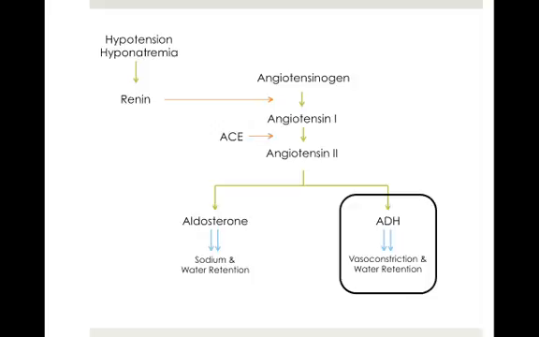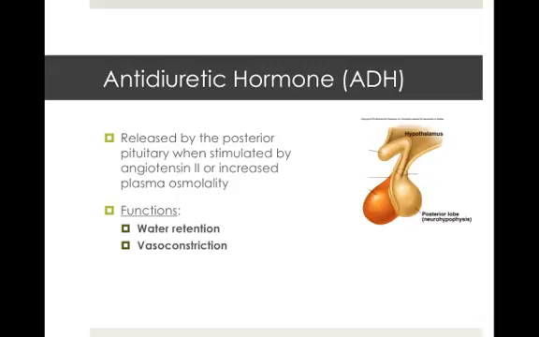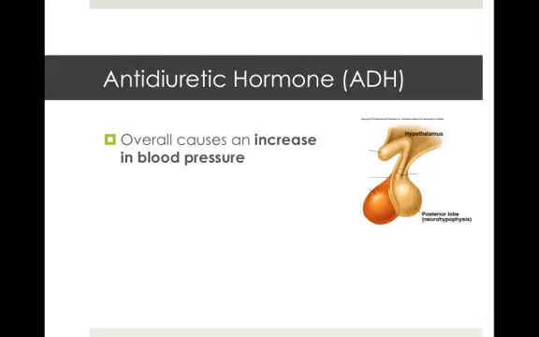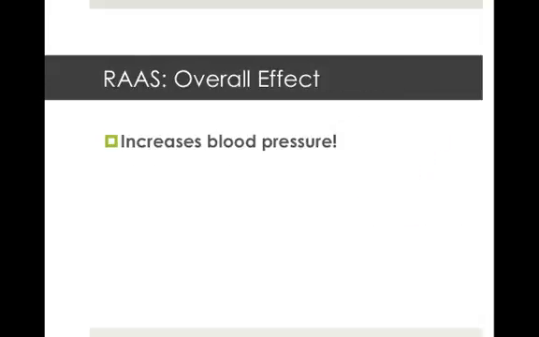Now, we'll look at the stimulation and action of antidiuretic hormone, or ADH. ADH is released by the posterior pituitary upon stimulation by angiotensin 2 or increased plasma osmolality. The functions of ADH are water retention and moderate vasoconstriction. The actions of antidiuretic hormone, like aldosterone, overall cause an increase in blood pressure. Therefore, the overall effect of stimulation of the renin-angiotensin-aldosterone system is increased blood pressure.